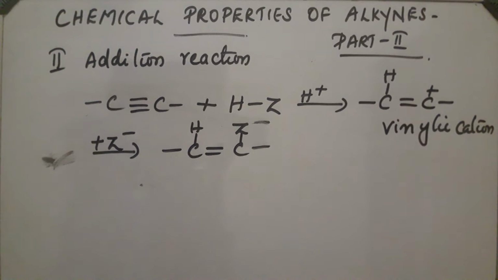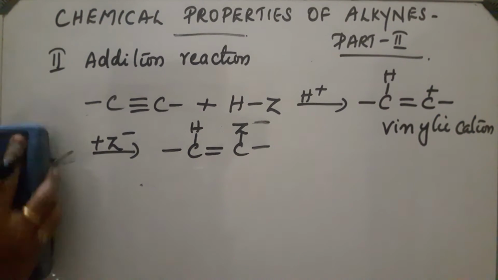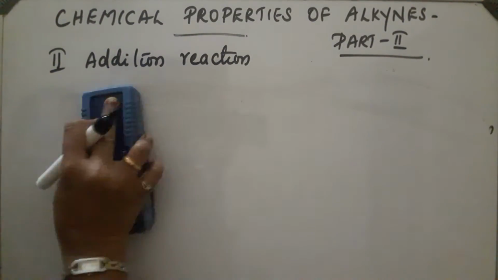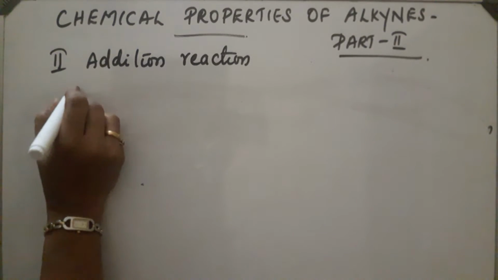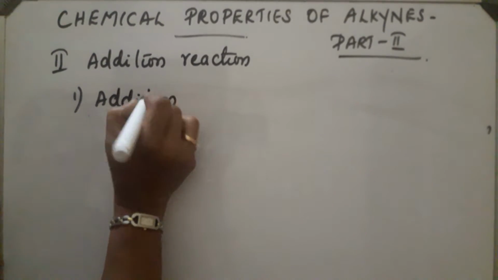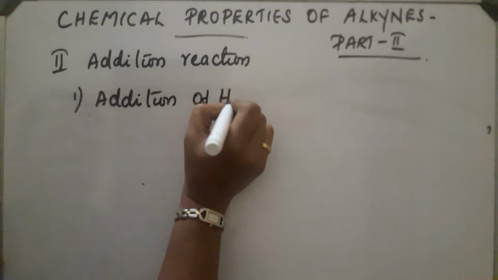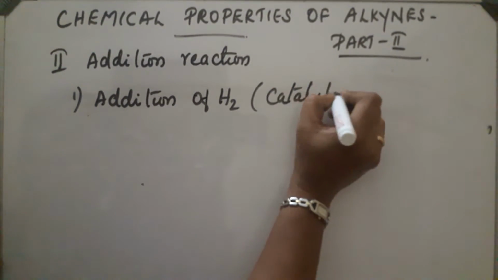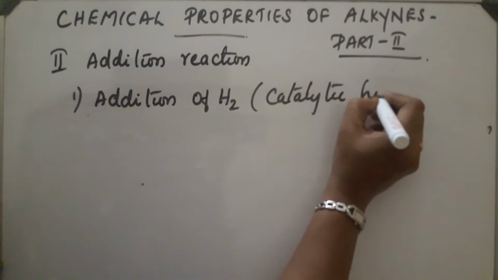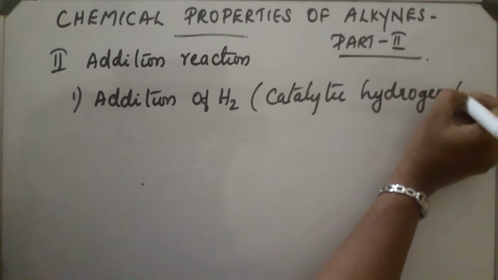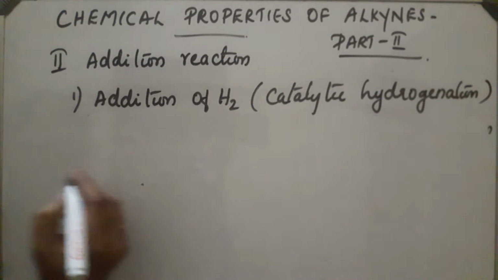Now let us see one by one. First one is addition of hydrogen molecule, which can also be called catalytic hydrogenation. The reaction takes place in the presence of a catalyst. Catalytic hydrogenation: the reaction is similar to alkenes.